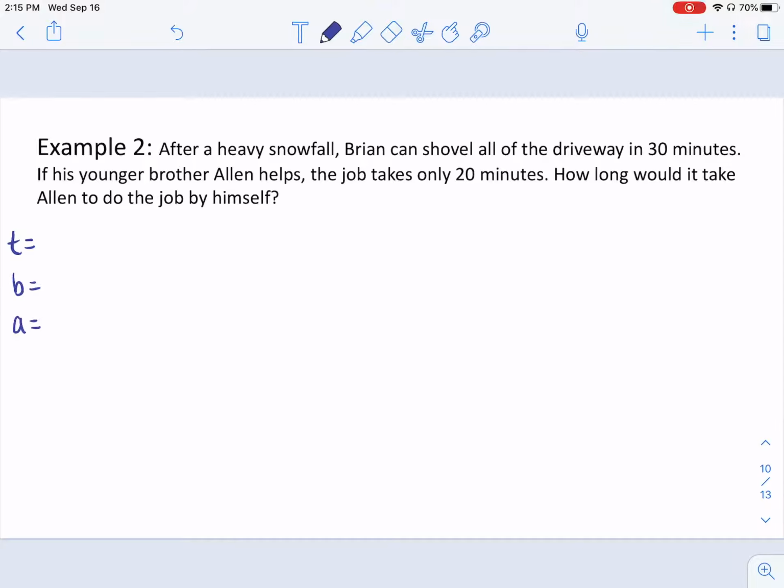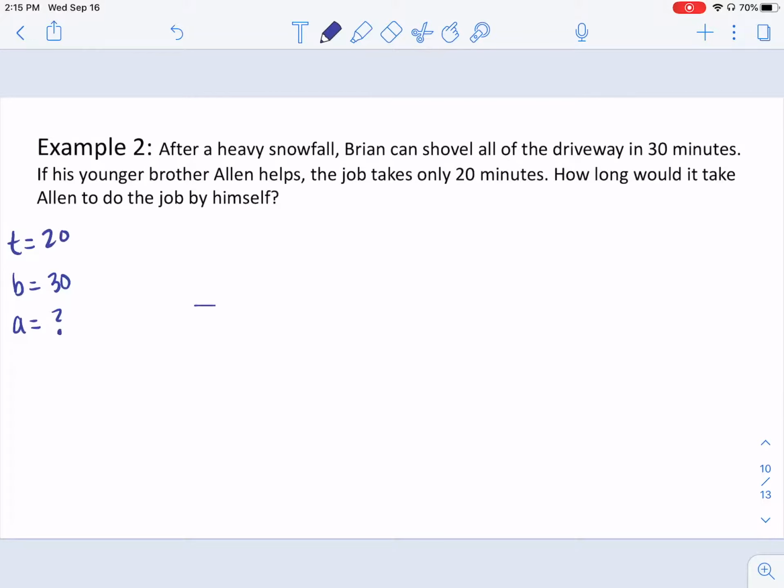Well, it says, how long would it take Alan to do the job by himself? So A is what I'm trying to solve for. Brian can do it by himself in 30 minutes. And it says if his younger brother Alan helps, so that means if Brian is doing it and Alan's helping, so they're doing it together, it only takes 20 minutes.